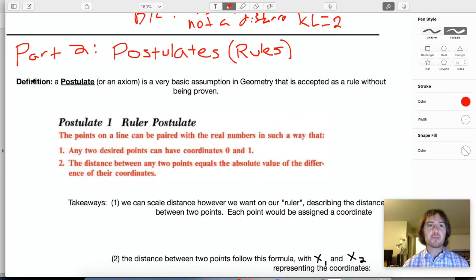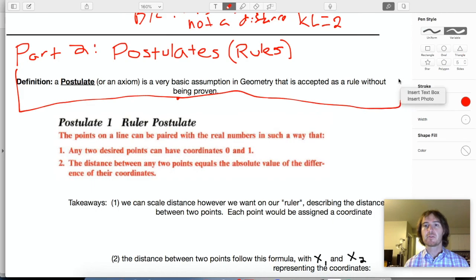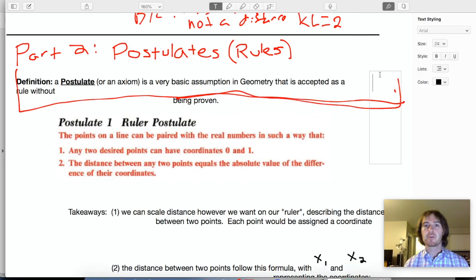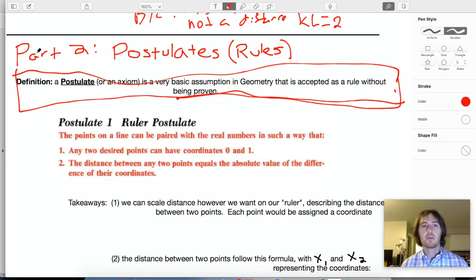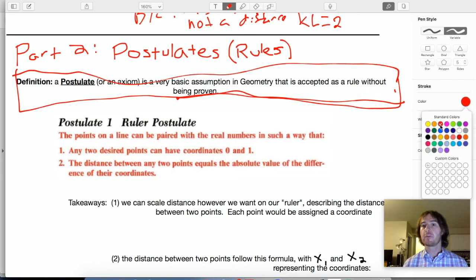We get a pretty big definition right here, and that's actually what a postulate is. So remember, in deductive reasoning, the way you can make a deductive argument and prove a fact in these sciences that we're doing, in maths that we're doing that are deductive, to prove a fact will require having 3 things: definitions, rules, and other facts. So here, a postulate is a very basic assumption in geometry that is accepted as a rule without being proven, okay, without being proven.